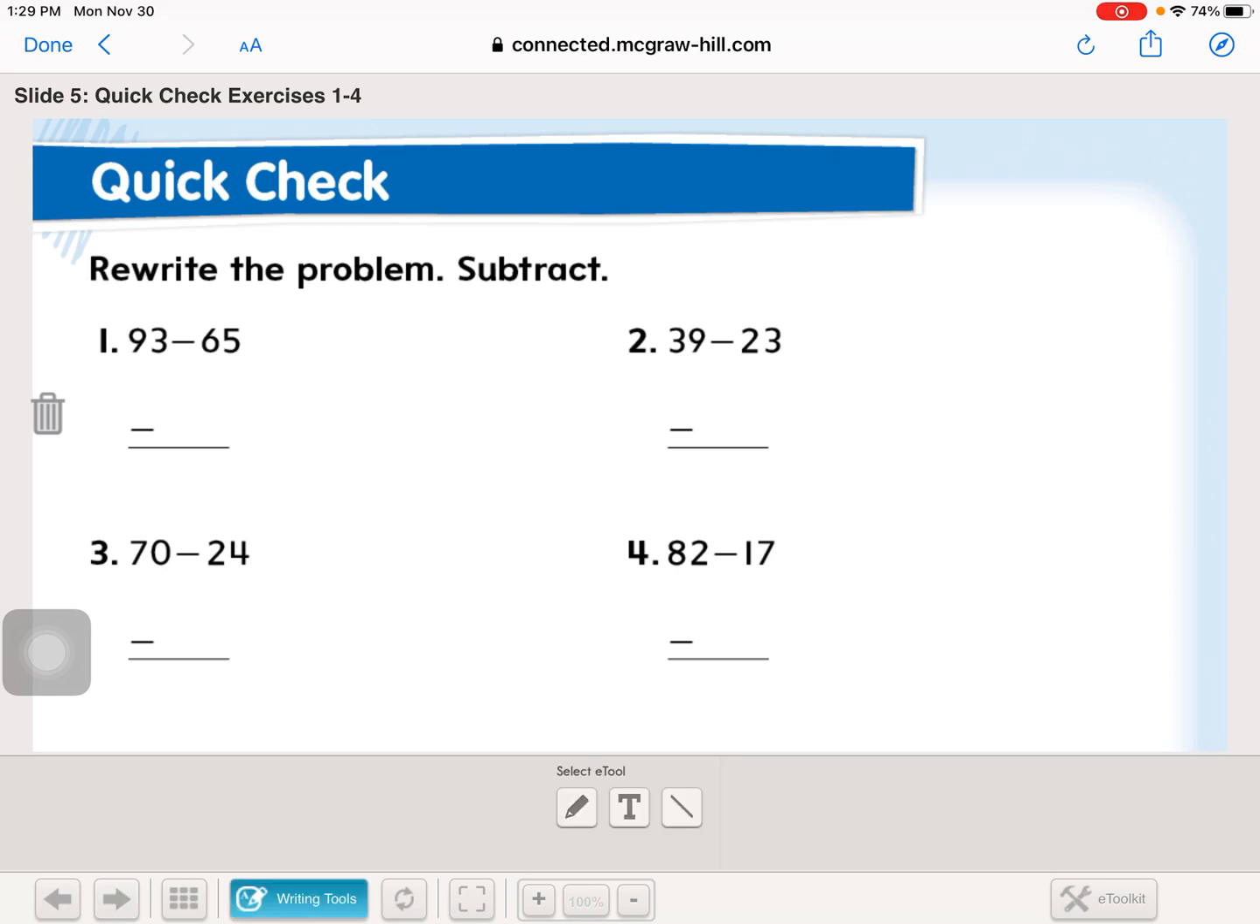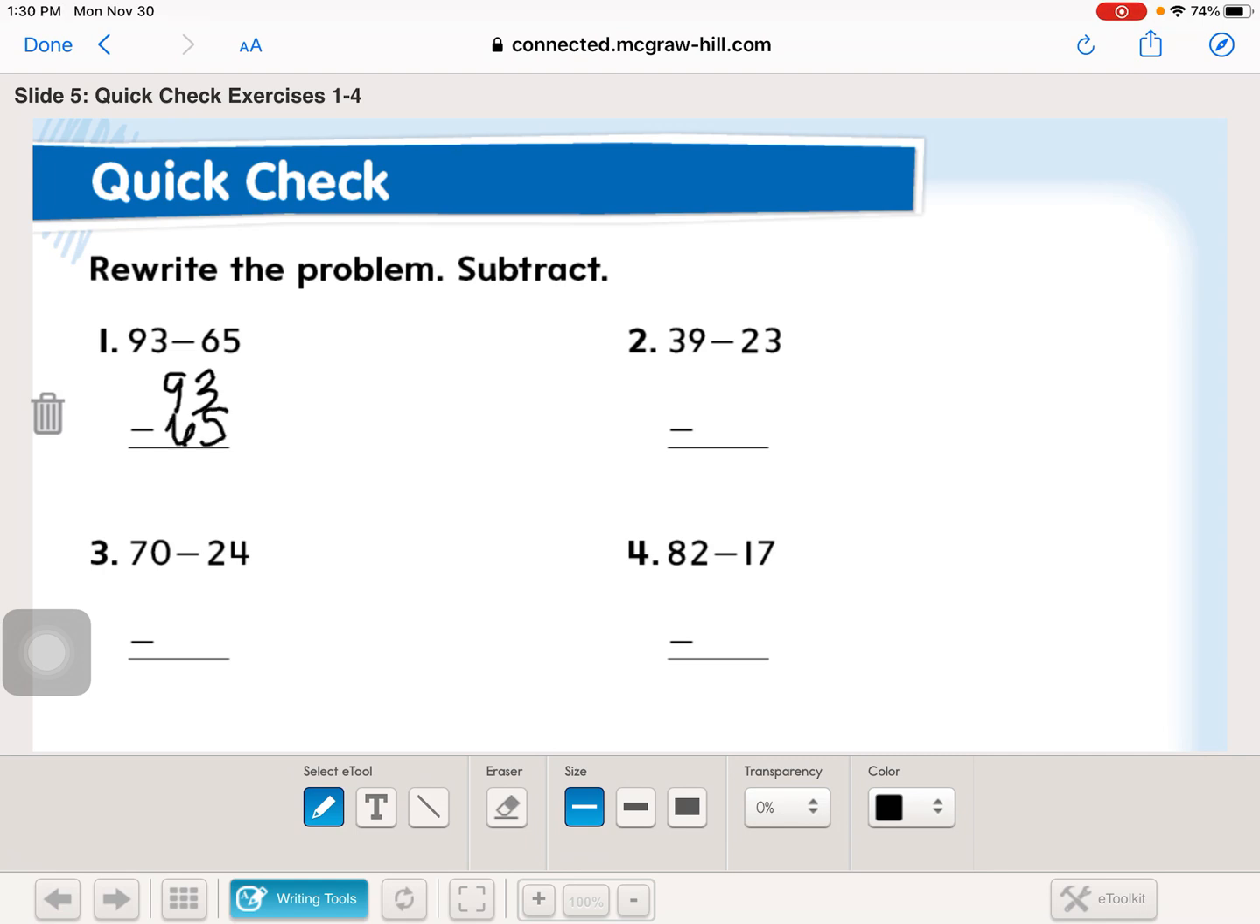All right, we're going to practice what we did yesterday, rewriting our problem up and down, and then we're going to solve. Let's do these first two together. So 93 minus 65, gotta write really tiny. I have more on the floor, go next door, regroup 10 more, take a 10, break a 10. 13 minus 5 is 8, 8 minus 6 is 2.